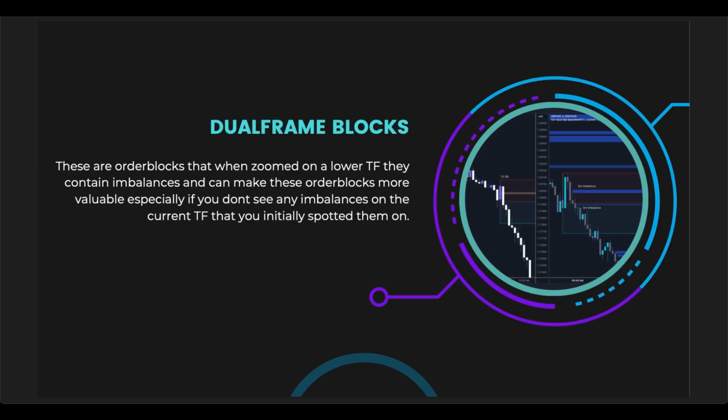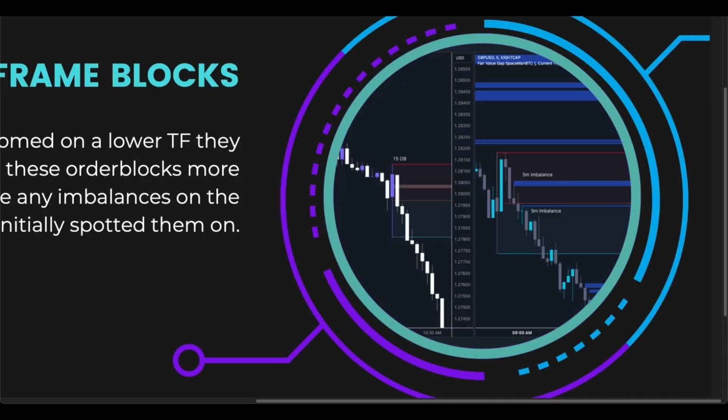Now, I've added a little quick example here. So in the 5-minute, there's these two imbalances, but on the 15-minute, the whole order block, you aren't able to see it, right? It's just the order block itself. But like I said, if you zoom in on the lower time frame, on the 5-minute, there's this small imbalance here and this small imbalance here, and I just marked the gap here on this order block, so that way you'll know this is part of the illustration.